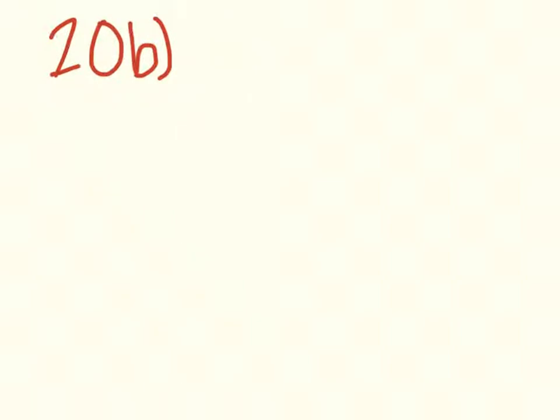Now, using the same chemical equation, in 20B, I need to calculate the mass of potassium chloride produced from 75 grams of potassium chlorate. So now I'm going from grams of A to grams of B through the mole wheel. I'm not going to rewrite the equation this time. I'm going to start with 75 grams of potassium chlorate.